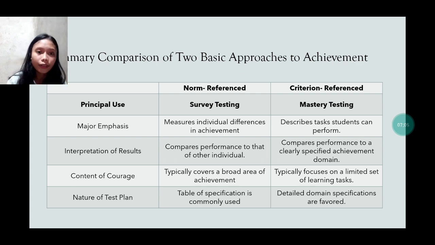So in content coverage, a norm reference test typically covers a broad area of achievements, while criterion reference typically focuses on a limited set of learning tasks. So when we talk about norm reference in content coverage, it is broad, a wide content, for example when you take exams or an entrance exam.